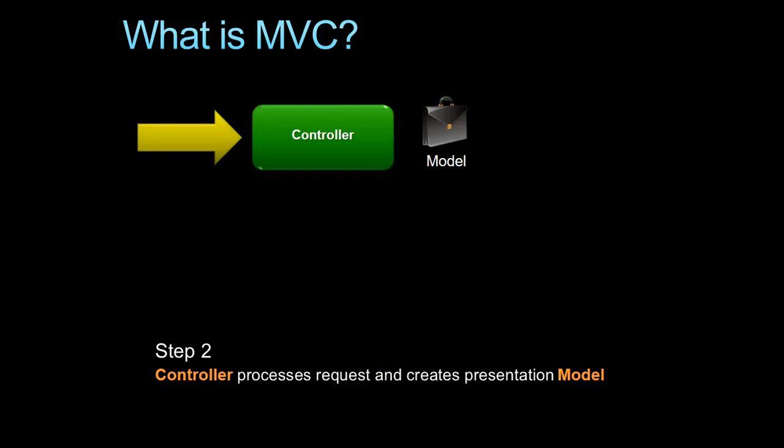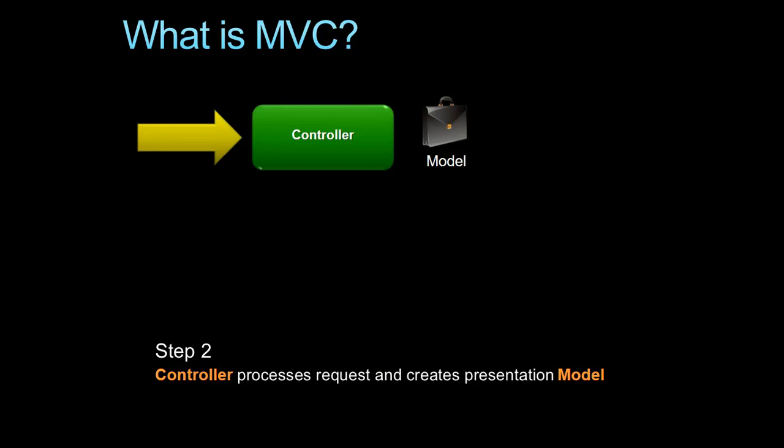Step number 2. The controller processes that request and creates a presentation model or chooses an existing presentation model. So for example, I give a request for login. That's my request. So what will the controller do? The controller will go through all the models available and pull a model which will show the login page to the user. So I'll show a login model. The logic of the login model will be called.